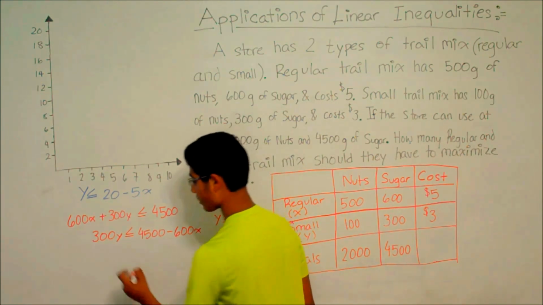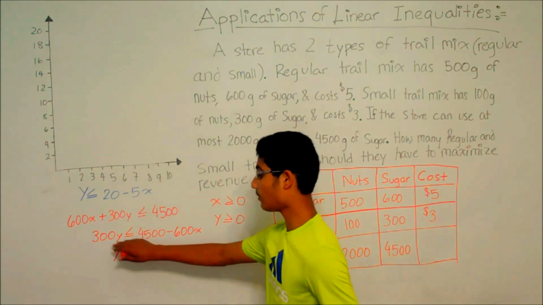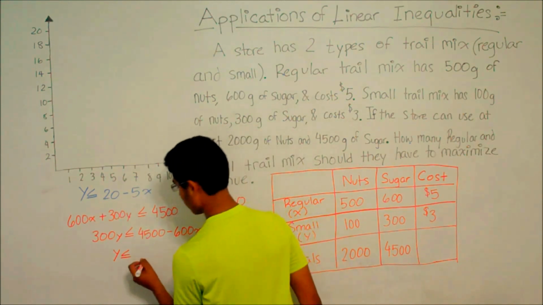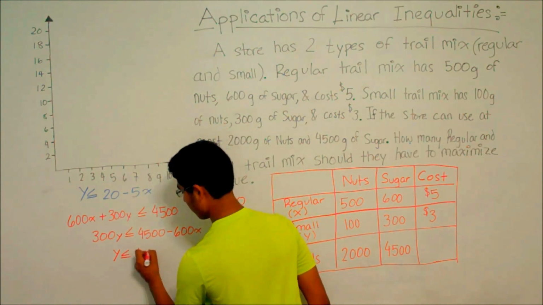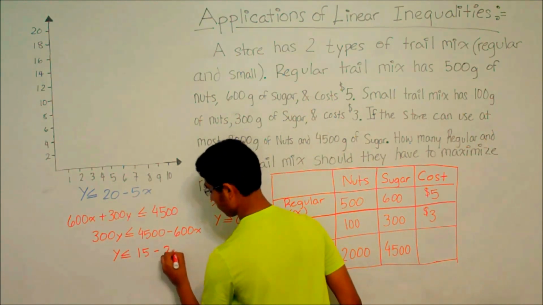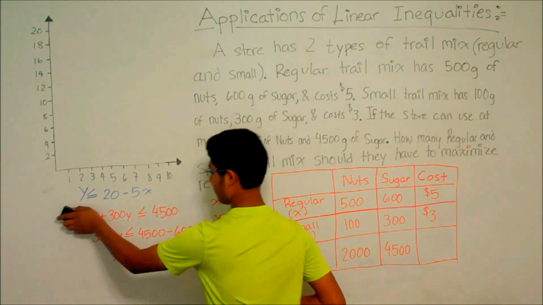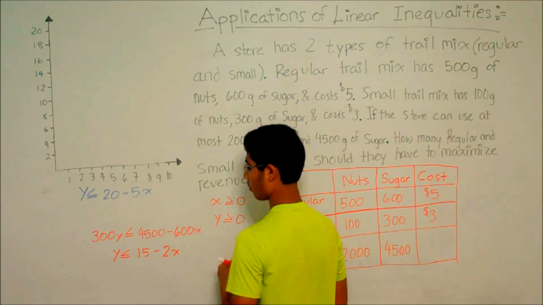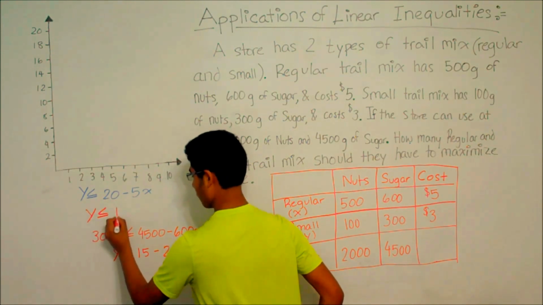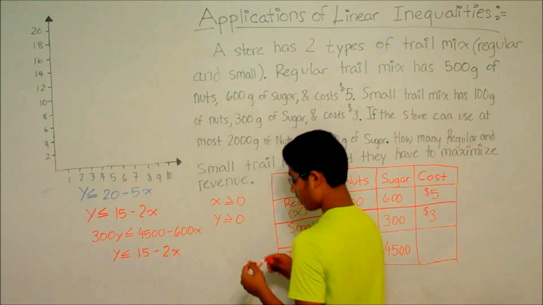So that means that y is less than or equal to... to get y by itself, we have to divide both of these by 300. So this is equal to 15 minus 2x. So let's rewrite that here. Y is less than or equal to 15 minus 2x.